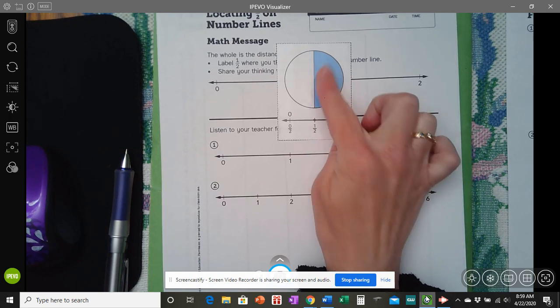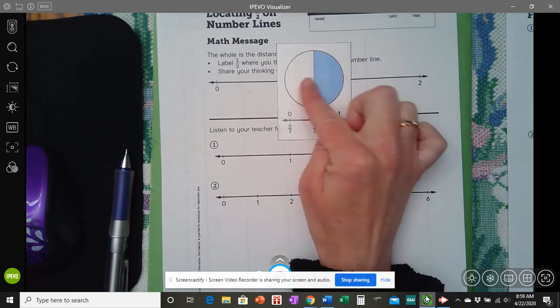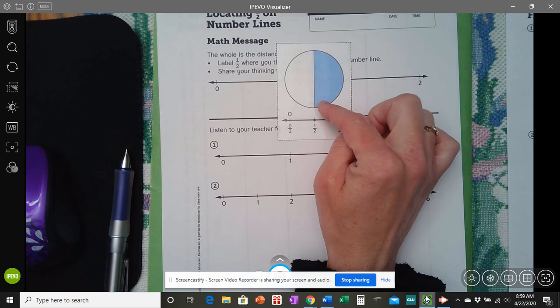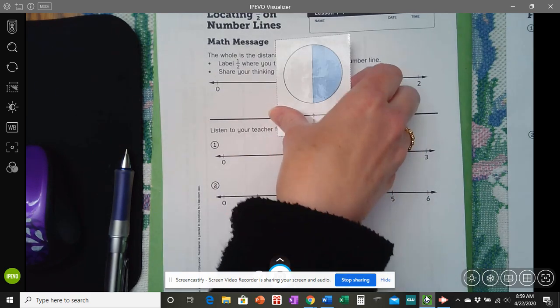So if I have 1/2, that means I have equal parts on both sides. And so I would only have 1 side of it shaded.